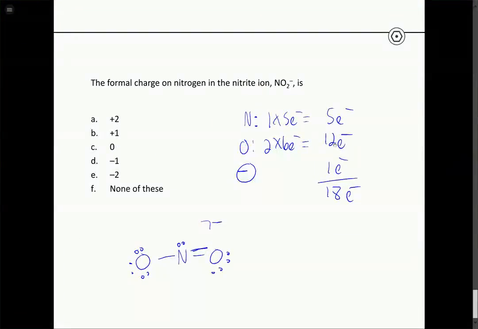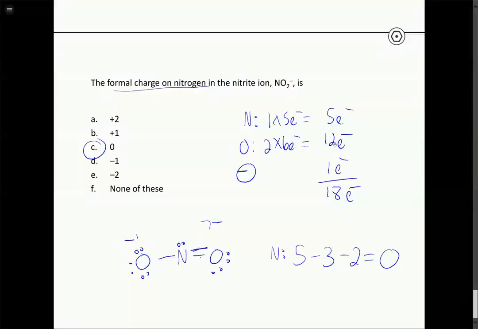And now we just have to calculate the formal charge on nitrogen. So nitrogen has 5 valence electrons as an atom. We subtract the number of bonds, which is 1, 2, 3. 3 bonds, 1 single and 2 double. And then we subtract the number of non-bonding electrons. There are 2 non-bonding electrons, 1 pair on nitrogen. Those count individually, and so we get 0 formal charge on nitrogen for this structure. So the best Lewis structure for nitrite has no formal charge on nitrogen.